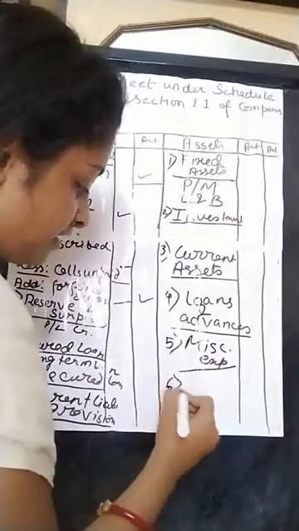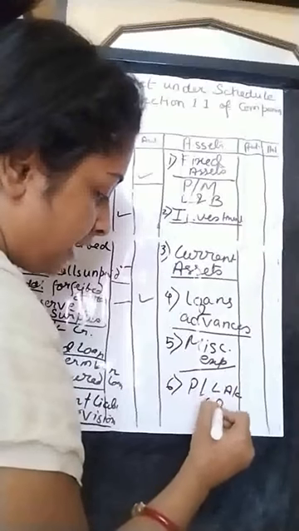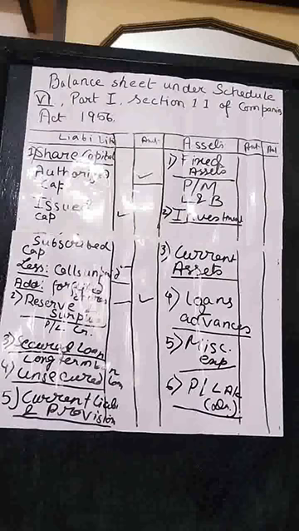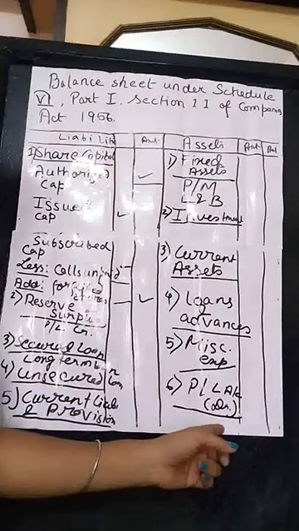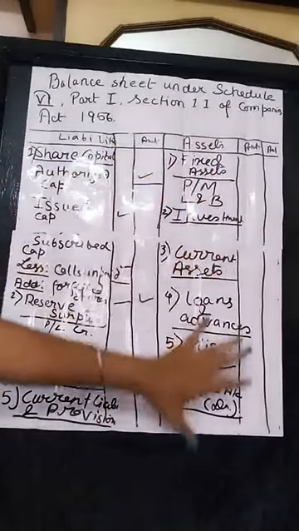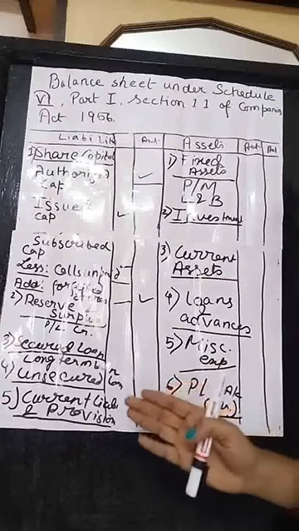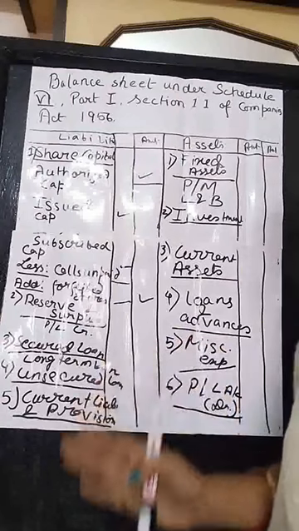Now we move on to the last heading, that is P&L account debit balance. Debit balance means if there is any loss in the business, then that will finally come under the heading profit and loss account debit. So these are the items included in the asset side. This is the total pro forma of the balance sheet under Schedule 6, the horizontal pro forma of the balance sheet. So this is the full pro forma that I have explained today.